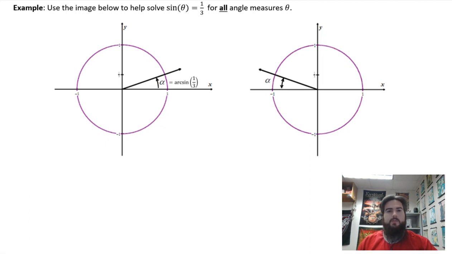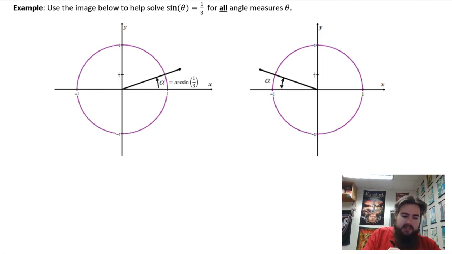In this example, we will use this image to help solve sine of theta equals 1/3 for all angle measures theta. This example will also demonstrate how we can come up with the full infinite solution set when using an inverse trigonometric function, in this case arcsine, to find all angle measures of theta. Let's start with the beginning.